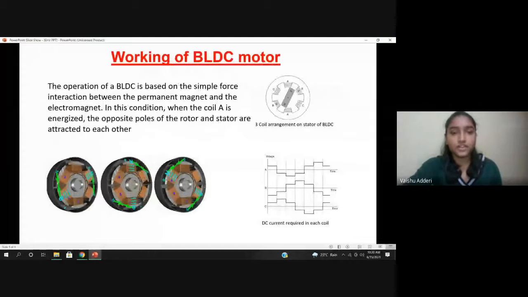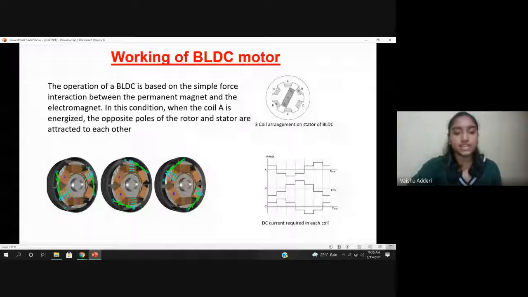Moving towards the working of BLDC motor, the rotor and the stator of a BLDC motor are shown in the figure. The rotor of a BLDC motor is a permanent magnet. The stator is illustrated. The stator has three coils named A, B, and C. The operation of a BLDC is based on a simple force interaction between the permanent magnet and the electromagnet. When coil A is energized, the opposite poles of the rotor are attracted to each other.